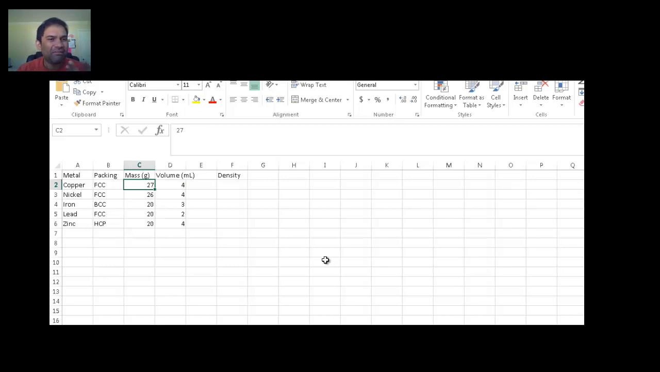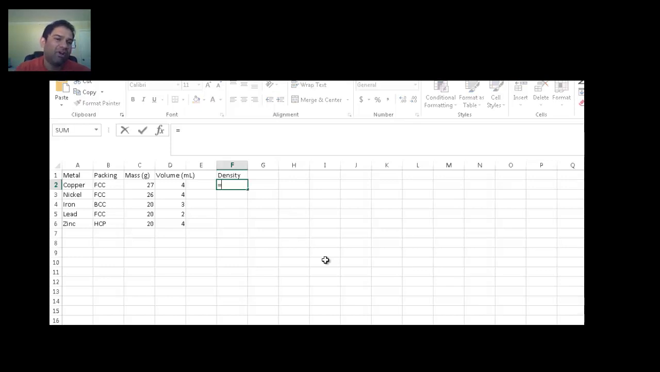Your data can actually be a little bit more accurate because I rounded. Also, when you read from a graduated cylinder, you want to make sure you read it to the tenth decimal place. So instead of 4 mL, you can say 4.1 mL or 4.2 mL. That's the accuracy of a graduated cylinder. So you weigh it, you measure the water displacement, and very easily you can get the density of each of these 5 metals that you found.